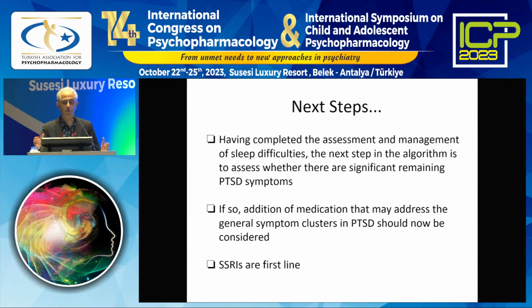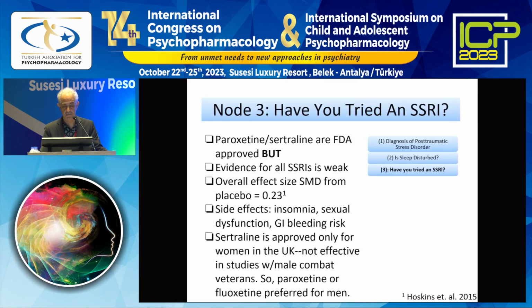Okay, now you have completed the assessment and management of sleep difficulties. You've considered what we approve, what we don't approve of in our algorithm. Now the next step is to see whether there are significant remaining PTSD symptoms. And if so, then addition of some medication with a broader spectrum of efficacy for PTSD may now be considered, and as suggested by many others, SSRIs would be first line at this point. So have you tried an SSRI, is our question at this point in the algorithm.